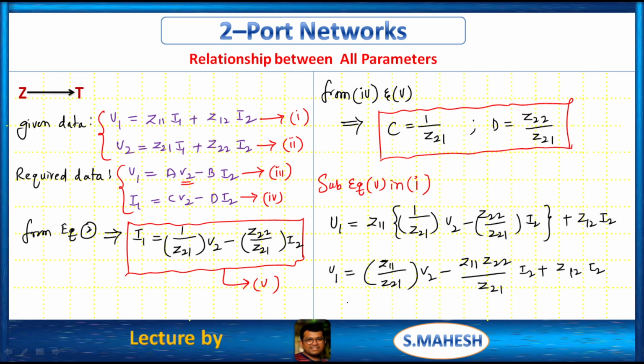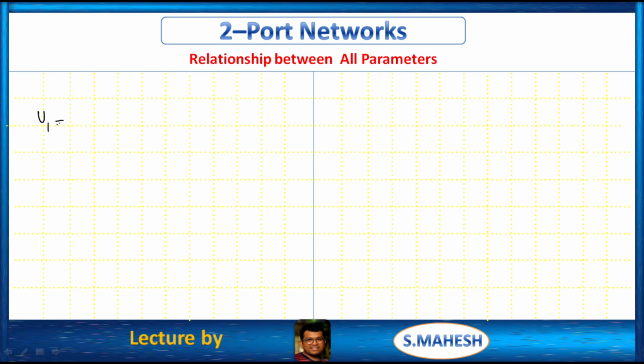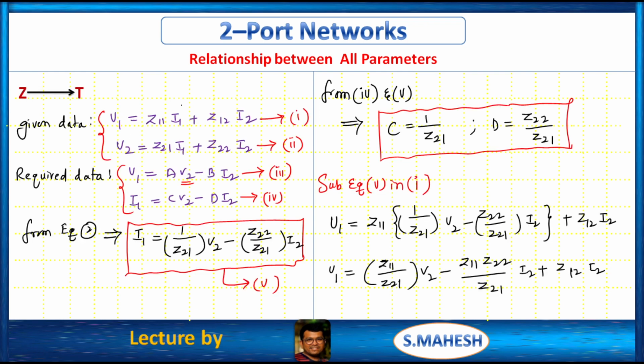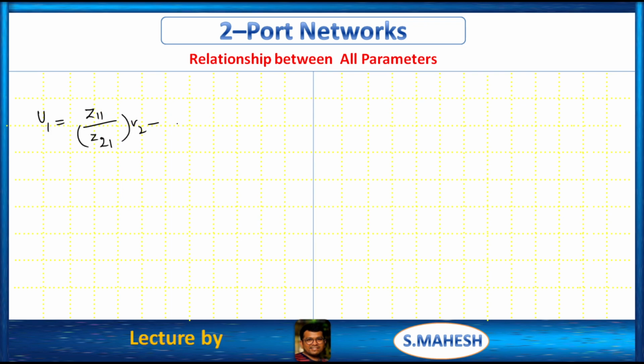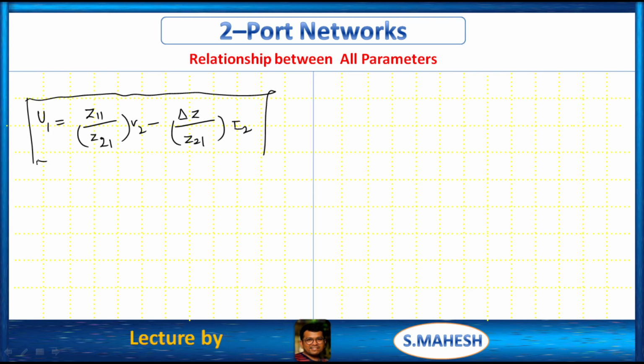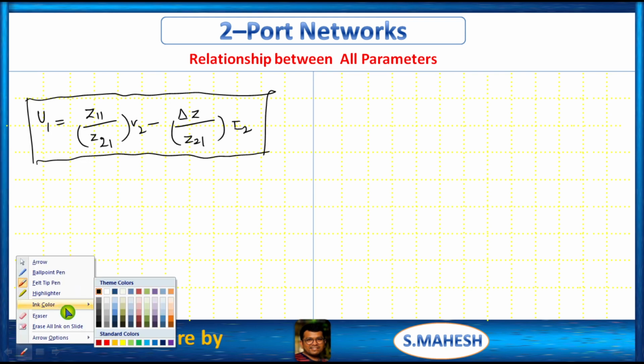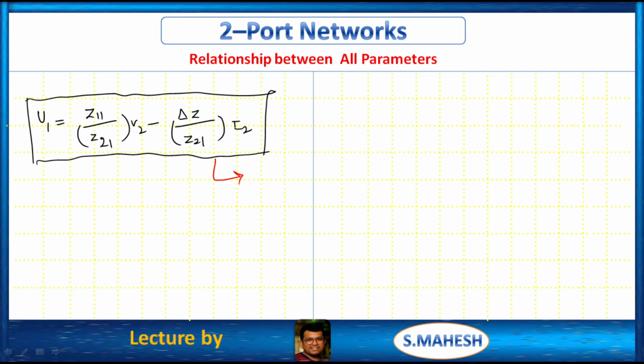So from this we have V1 equals Z11 by Z21 into V2, minus delta Z by Z21 into I2. Clear? That's it. We have only manipulated the given data. Let us say this is equation 6. Now V1 equals AV2 minus BI2.